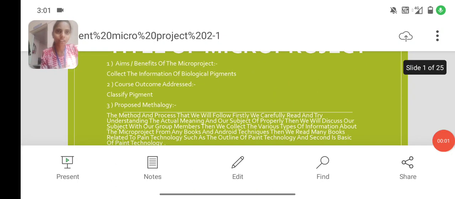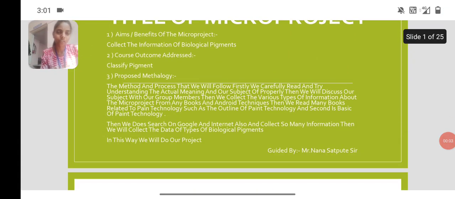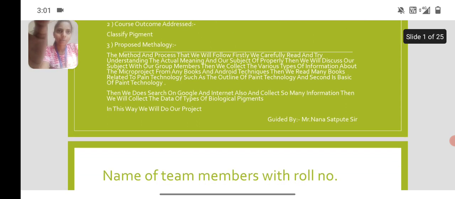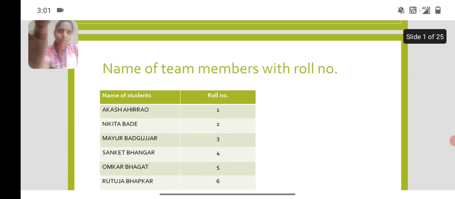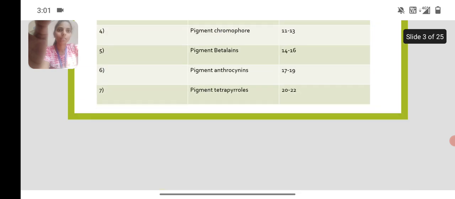Title of micro project. Aim and benefits of the micro project: collect the information of biological pigments and classify pigments. Name of the team members with roll number.